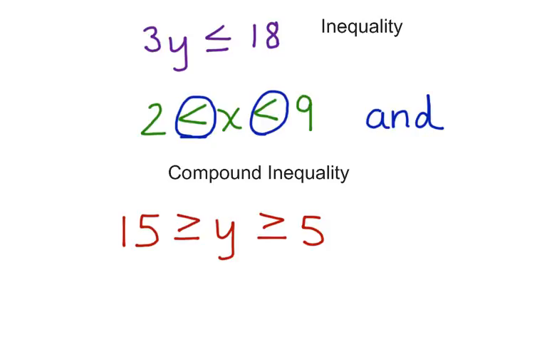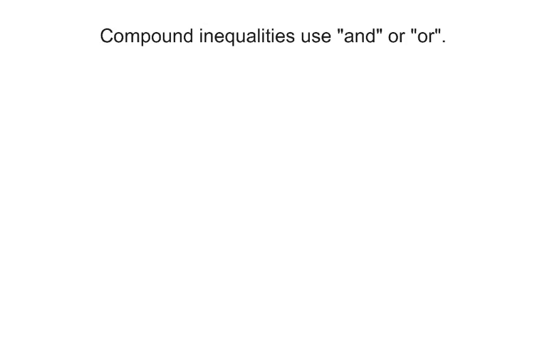Here's another example of a compound inequality. 15 is greater than or equal to y, and y is greater than or equal to 5. You can also have compound inequalities involving or. 5 years or older, 42 inches or taller to ride the roller coaster. These are all examples of compound inequalities. Compound inequalities use and or.